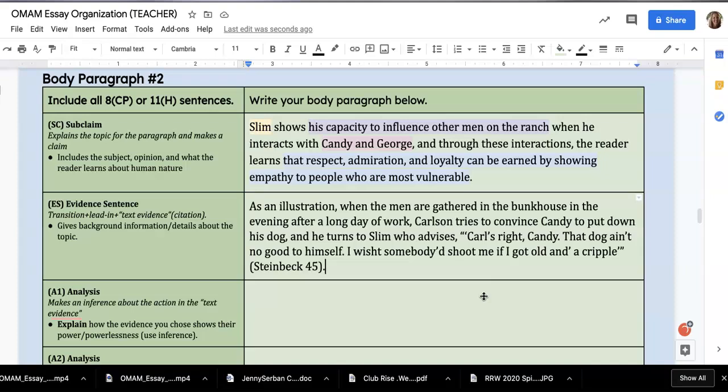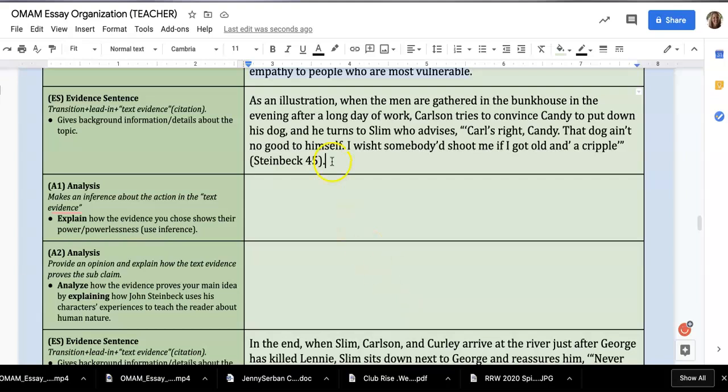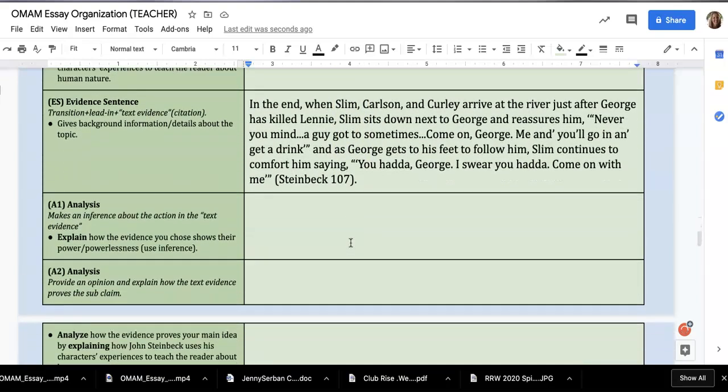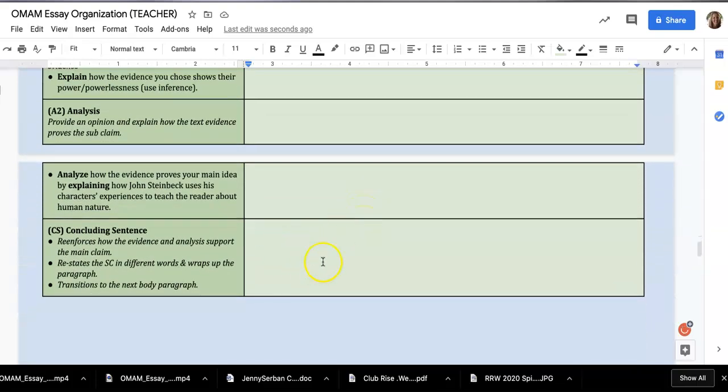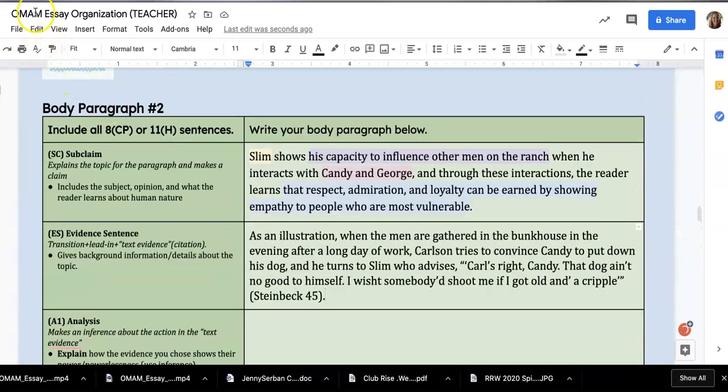Now, rather than take you step by step in each part, what I'm going to do is pause and fill in, write my analysis and my concluding sentence, which are the ones that I need to do. So I'm going to write my analysis for this evidence sentence, and I'm going to write my analysis for this evidence sentence, and then I'm going to write my concluding sentence. And then I'll come back to you and explain to you what I did.